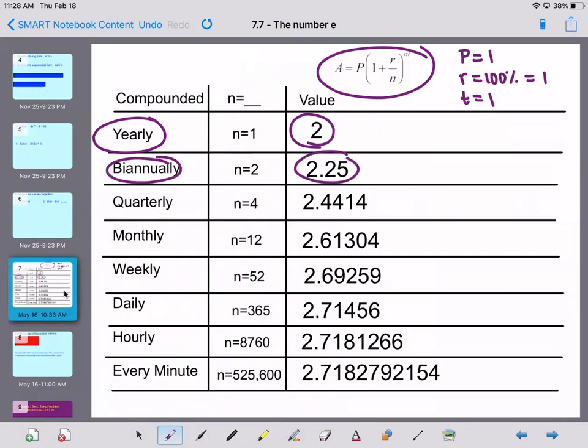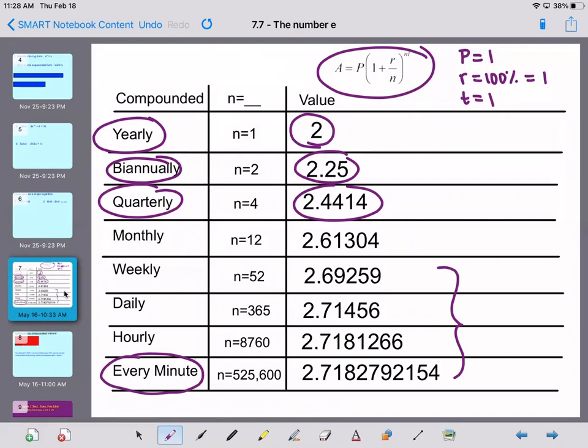And then as he compounded more and more often, all the way down to every minute, he noticed that these outcomes were approaching a limit, meaning a number that it would never go over. It would kind of hit this glass ceiling. And so we call that a limit. We're approaching it, we never really get to it. And the number that we were approaching is E. E is the number we are approaching.